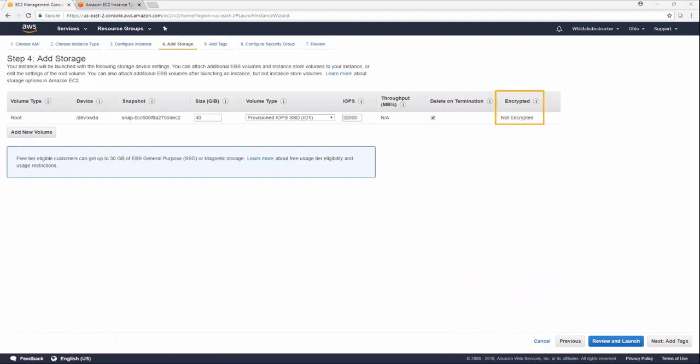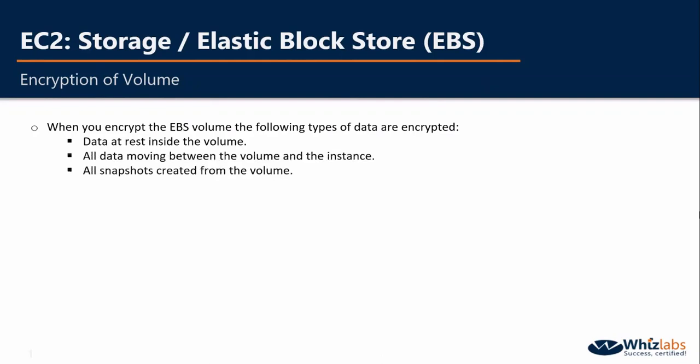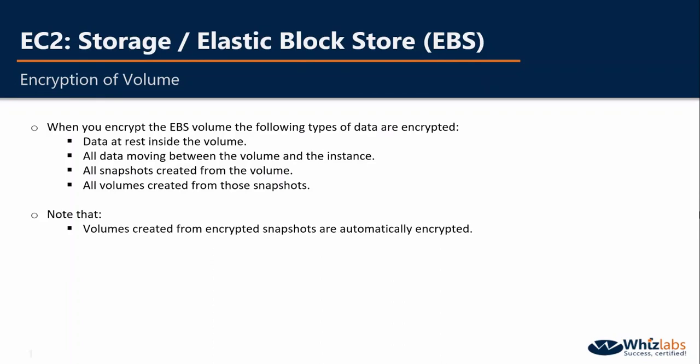Now let us study the encryption of the volume in detail. When you encrypt the EBS volume, the following types of data are encrypted. The data at rest inside the volume, all the data moving between the volume and the instance, all the snapshots that are created from the volume, and all the subsequent volumes that are created from those encrypted snapshots. Also note that the volumes created from the encrypted snapshots are automatically encrypted. The volumes that are created from unencrypted snapshots are automatically unencrypted, or they are left as unencrypted.